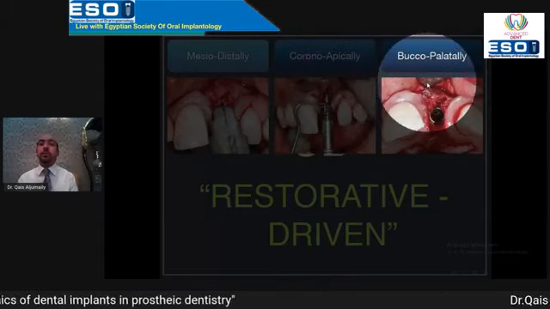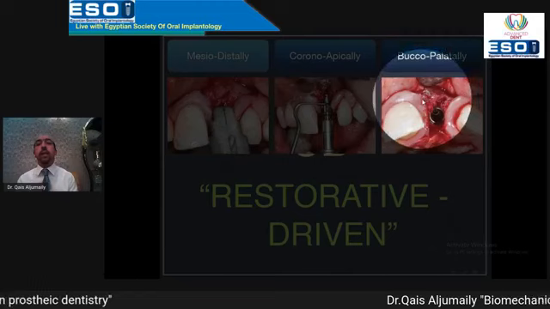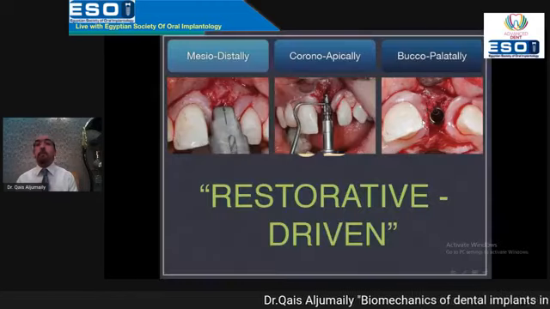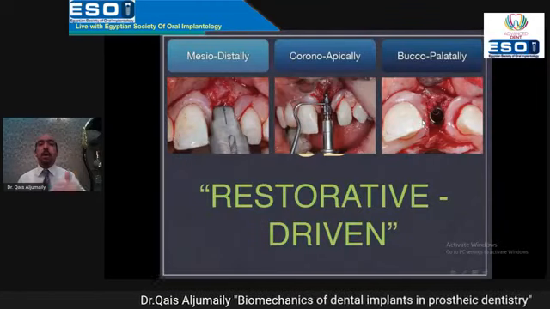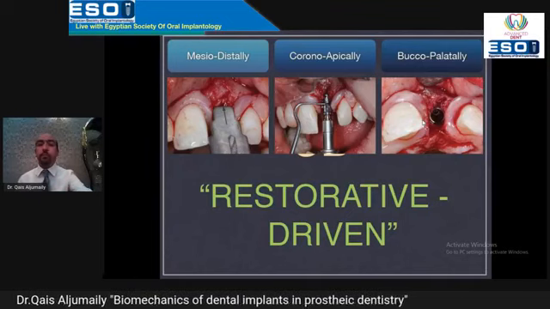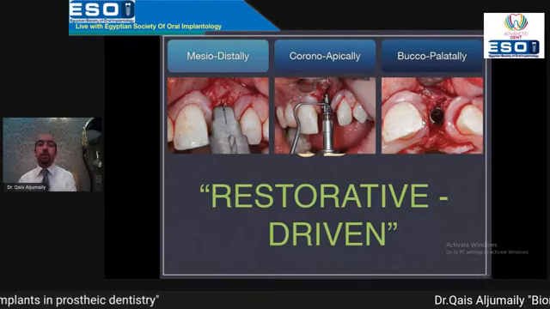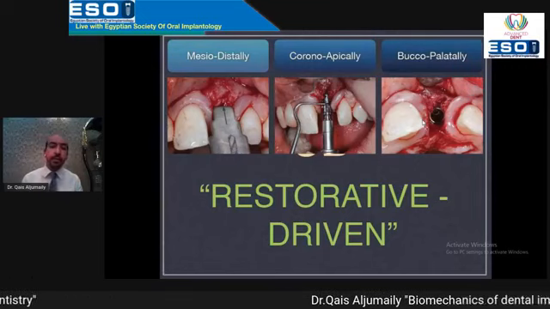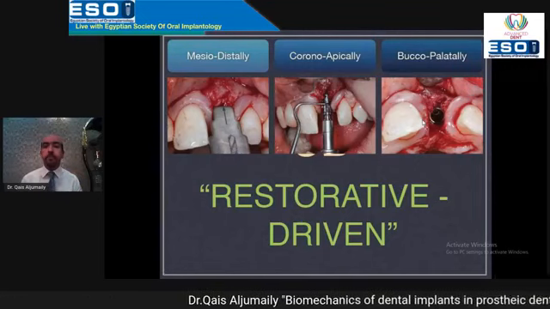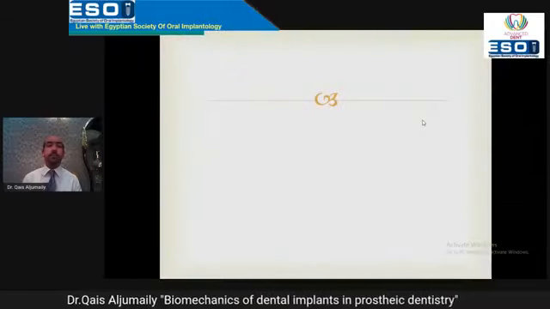And the third dimension is the bucco-palatal. Where to put my implant, how much bone I must leave buccally, how much to go palatally, and what's the relation of my implant with the adjacent structures. So this is called 3D implant positioning.